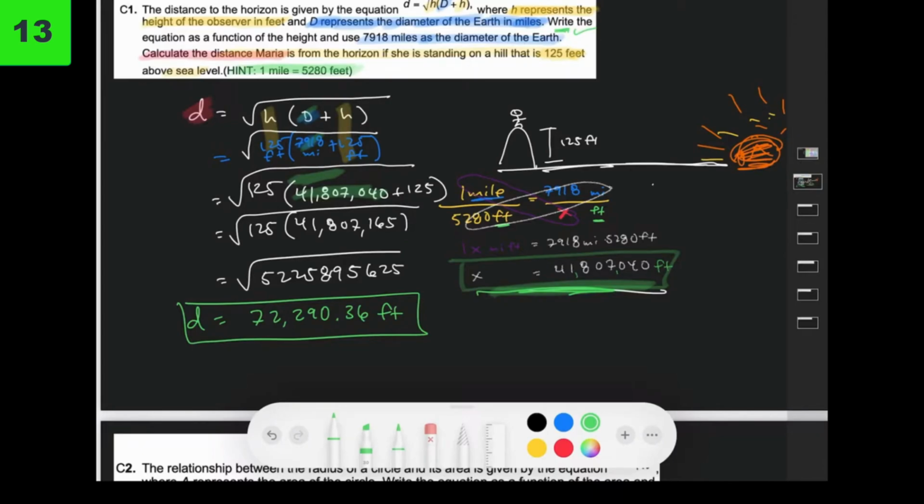Now it doesn't tell me if they want that in feet or if they want that in miles. Let me look at the answer, see what they have here. Okay, so they have both feet and miles. Let's just say you wanted miles. I would just, you can use the same conversion.